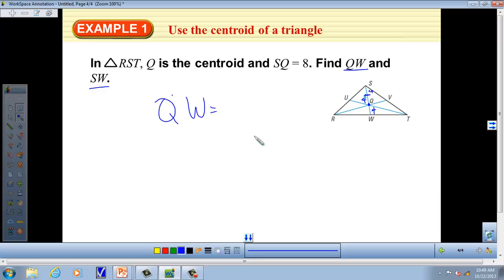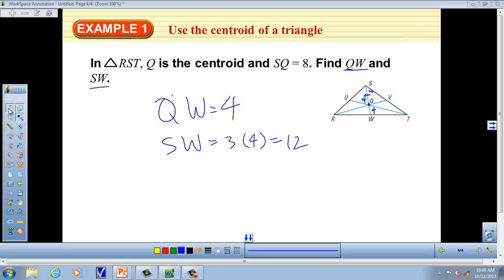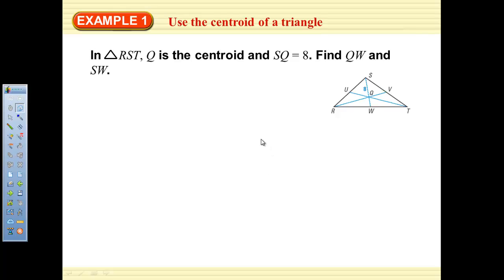We've got QW, which is 4, according to what we've written, and we want SW as well. If you notice, there's 3 4s between S and W, so it would be 3 times 4, or 12. And this is your work, so if you don't show me this work, I don't know if you understand it. Make sure you show me that when you do these types of problems. I'll show you how the book does it as well. You might find it a little bit more confusing.